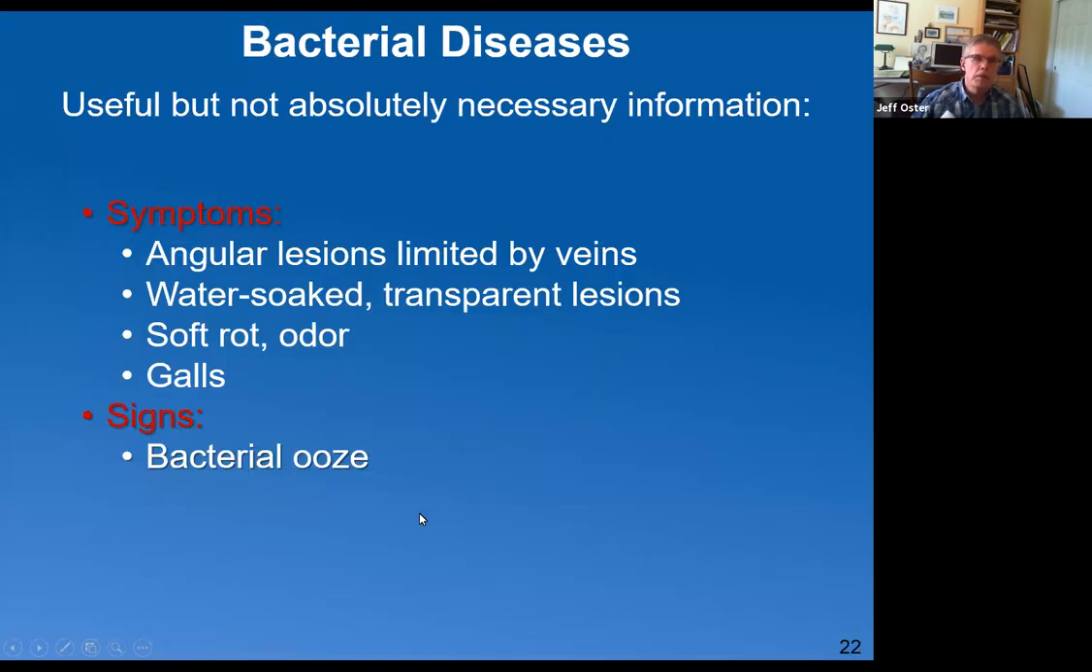So there are bacterial diseases in our area. They are not as common. We don't have the humidity. We don't have the free water on the plants during the growing season, usually. Symptoms, angular lesions. In other words, the veins box in a diseased area, and it looks not round, but angular. Water soaked. There may be a soft rot or odor, which most people find unpleasant, and it may form galls. Signs are bacterial ooze, or the bacterium itself suspended in some kind of liquid coming out of plant tissue.